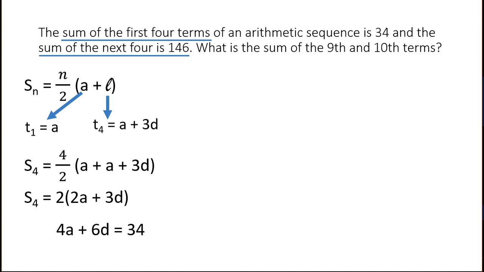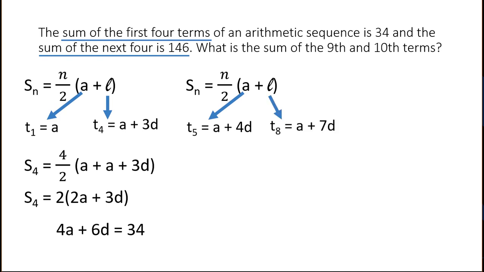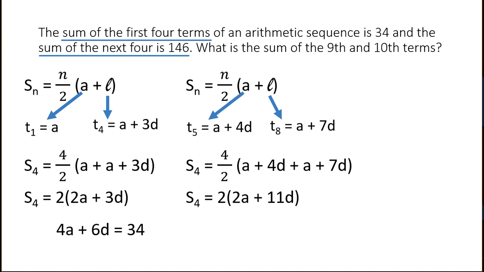And now I concern myself with the sum of the next four terms using the same formula. But this time my first term is the fifth term, which is A plus 4D, and the last term, which is the eighth term, which is A plus 7D. I substitute those into the equation, and there are four terms, n equals 4, and I simplify that, and I end up with 4A plus 22D equals 146.